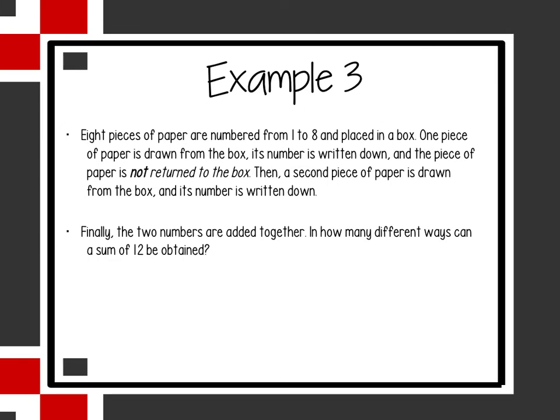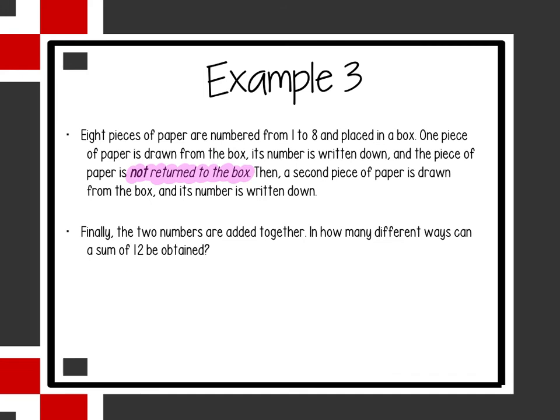Okay, example 3, almost like the last one. It says 8 pieces of paper numbered 1 through 8 are placed in a box. 1 piece of paper is drawn from the box, and the number is written down. The piece of paper is this time not returned to the box. So how does that change things? The second time there's less of a pile to choose from.